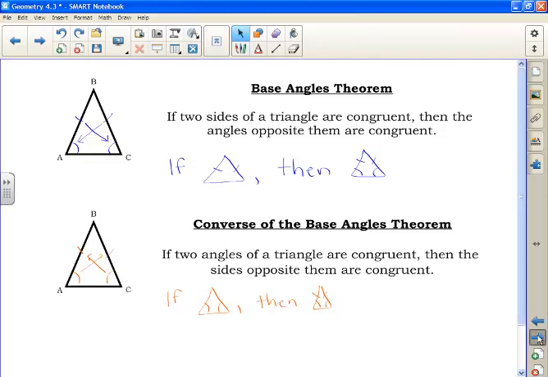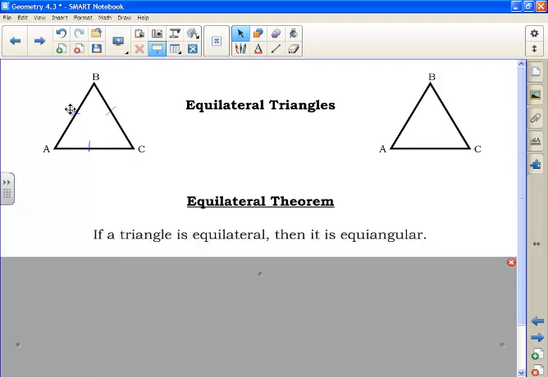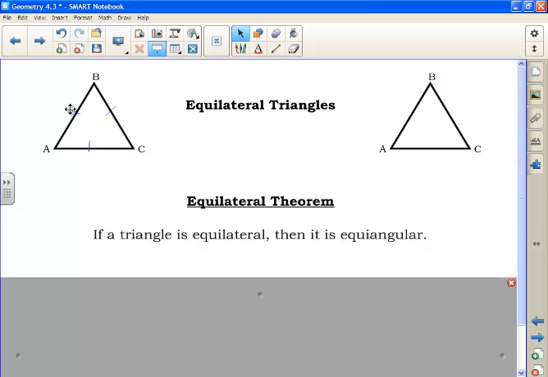Let's move on to equilateral triangles. Remember, equilateral triangles have three congruent sides. That means they're kind of also super isosceles. We have two theorems about equilateral triangles, and I don't think you'll be surprised about either one of them. The first theorem says that every equilateral triangle is also an equiangular triangle. We can do a pretty quick proof of this one by using the base angles theorem that we just learned.